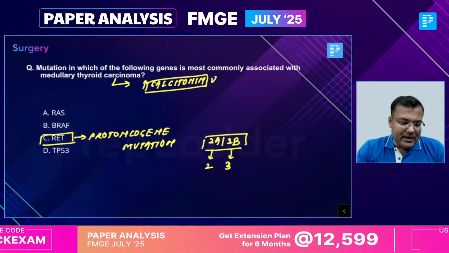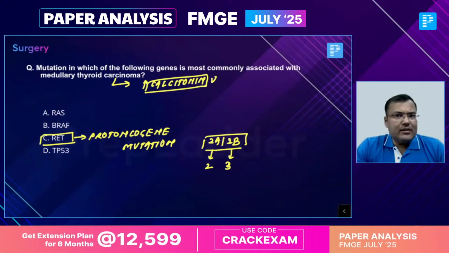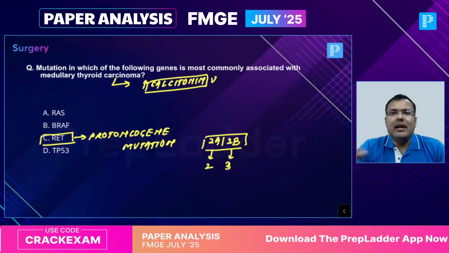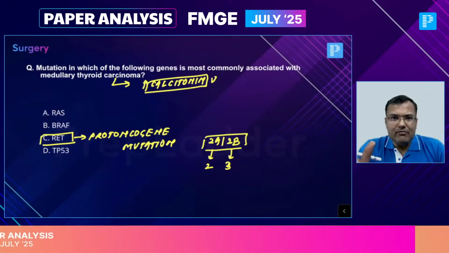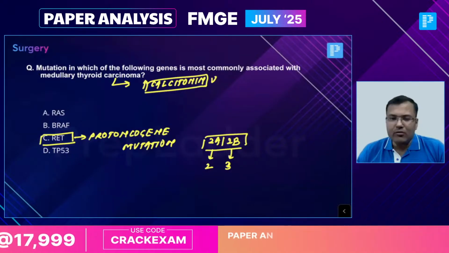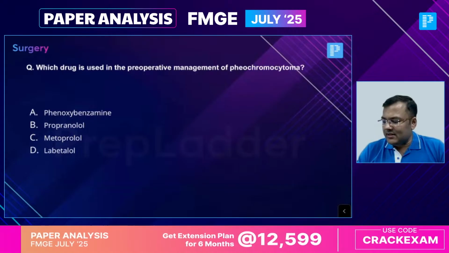MEN 2 was also there. Even if MEN 2 is also there, this is associated with RET proto-oncogene mutation. So what is the correct answer here? It seems there was an integrated question, with calcitonin and MEN 2 both mentioned in the language. So here the correct answer would be what? Option C, RET.